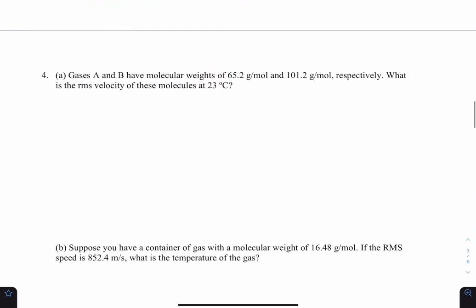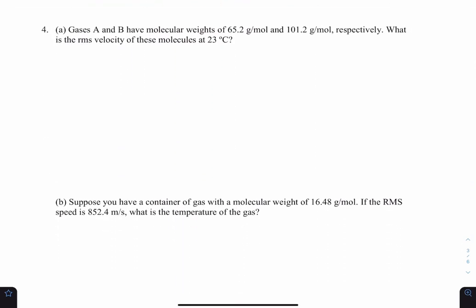All right, number 4. Gases A and B have molecular weights of 65.2 grams per mole and 101.2 grams per mole, respectively. What is the RMS speed of these molecules at 23 degrees Celsius? All right, so let's look at the RMS speed equation really quick. RMS is equal to the square root of 3RT over M, okay? So I'm going to do these for each individual gas. I'm going to put U of A here and then U of B here.